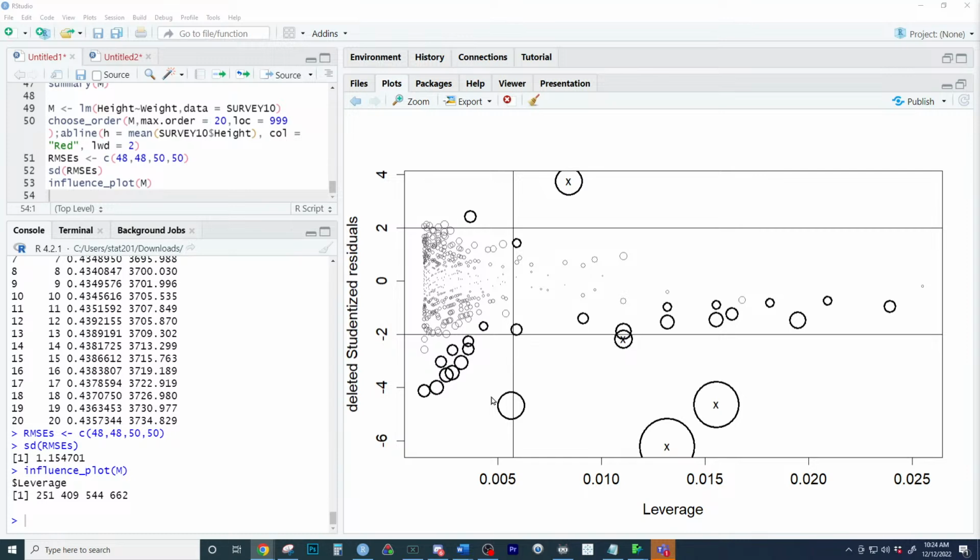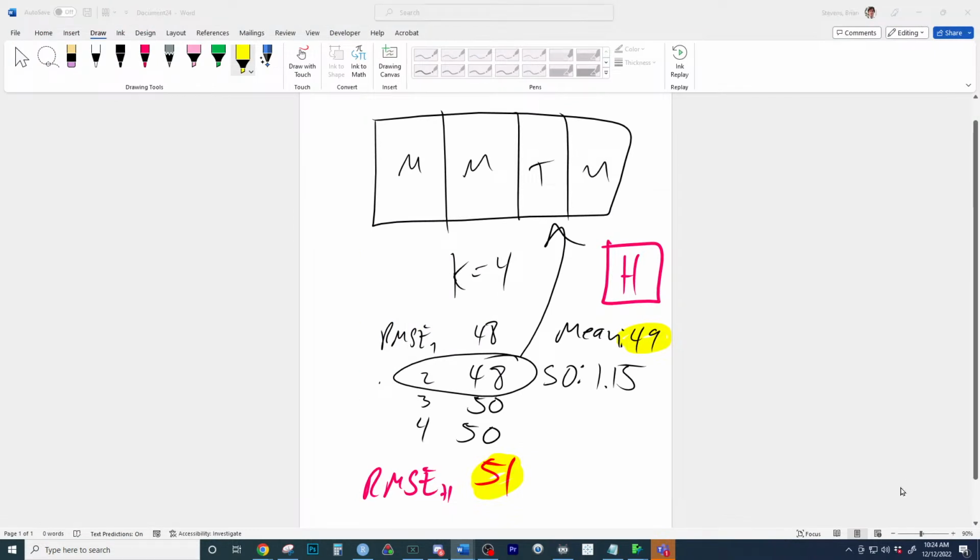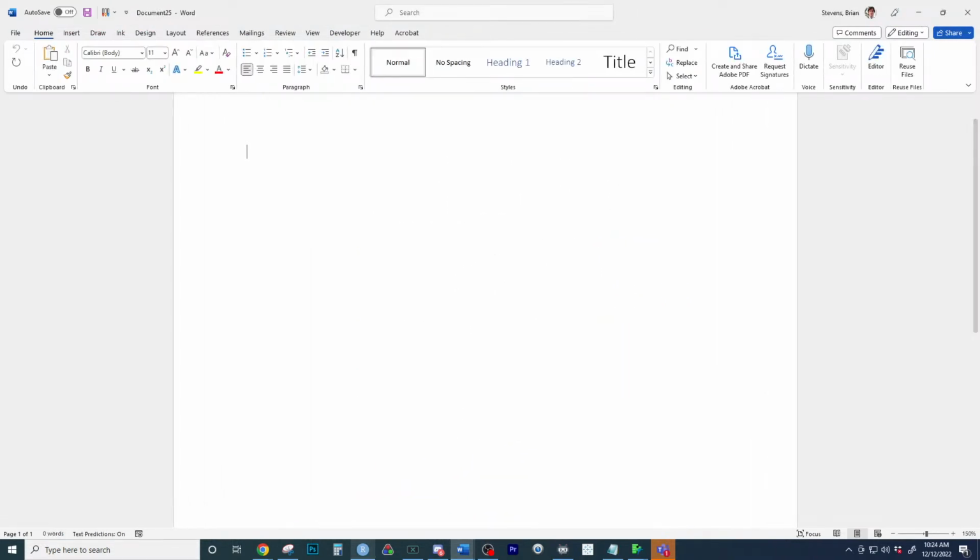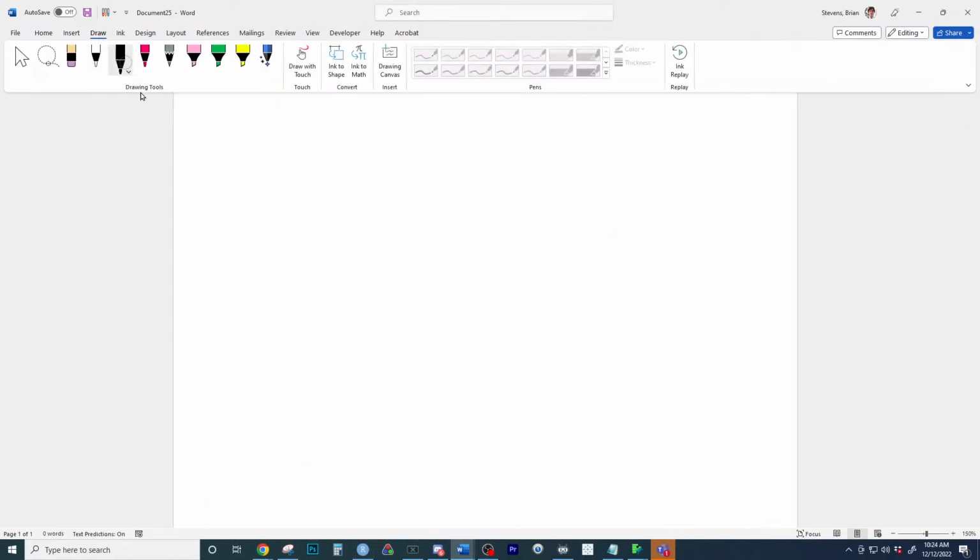So what does an influence plot show us? Well, it has 2 key concepts right here: a deleted studentized residual and leverage. So when it comes to leverage, let's talk about what leverage is. Leverage is literally the idea of a seesaw.